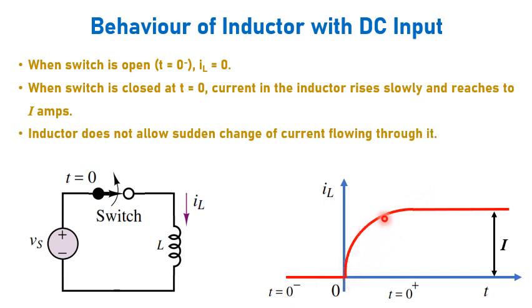So this is happening because of the property of the inductor. That is, the inductor does not allow a sudden change of current flowing through it. It can allow only a slow change in the current flowing through it. Here I can separate the transient state and steady state. The period during which the current is changing is called the transient state. Once it becomes constant, it becomes steady state.